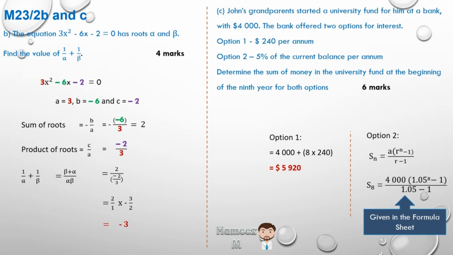And since we're getting 5% per annum increase, r, the common ratio, will be 1.05. So (1.05 to the power 8 minus 1) over (1.05 minus 1), which works out to be $5,909.82. So we've gotten the total sum at the beginning of the 9th year for both options.